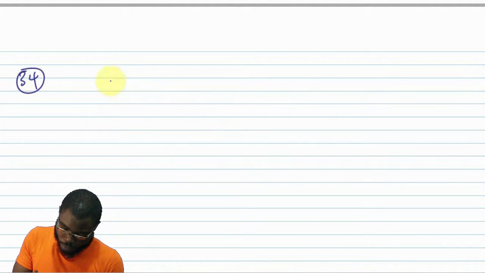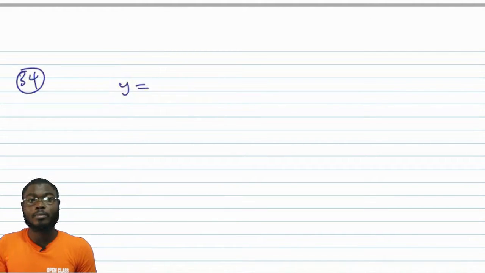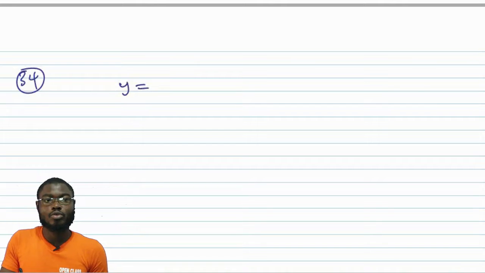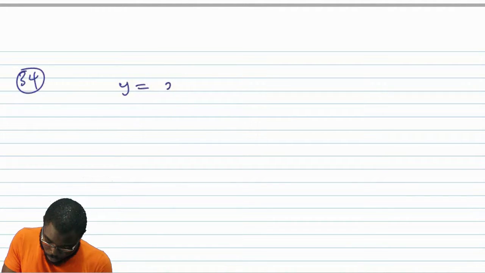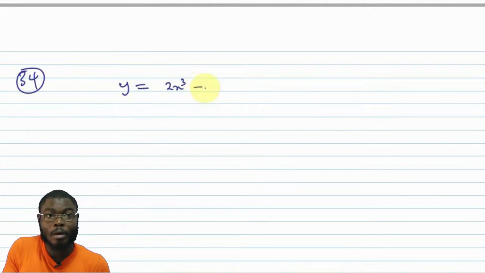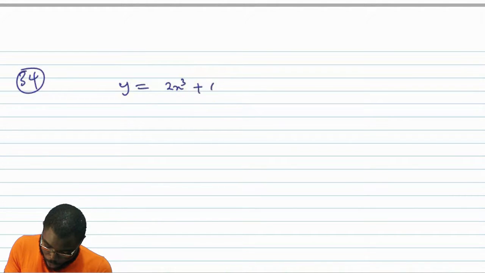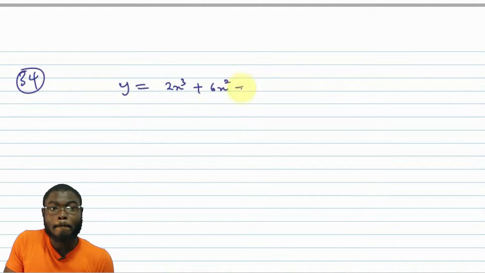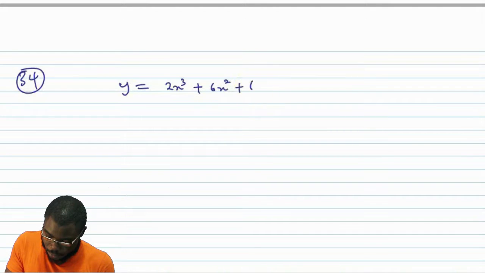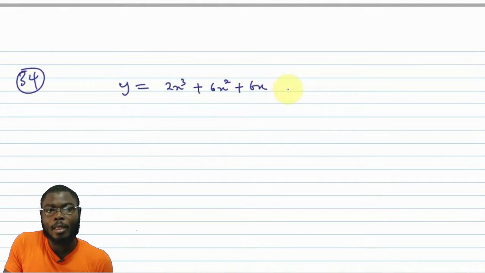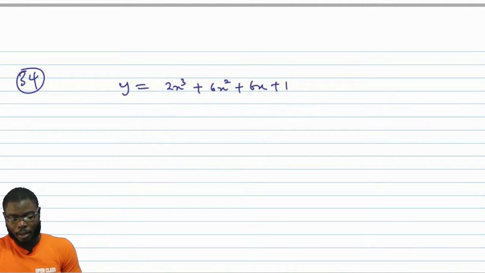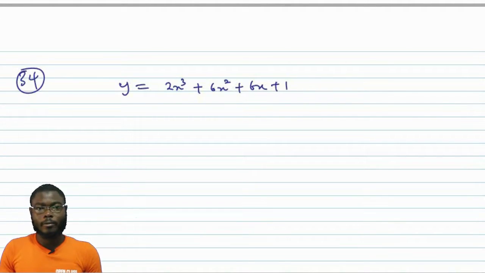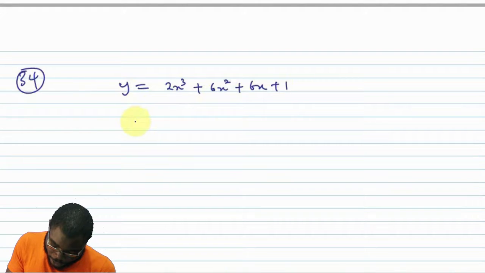So we have y equals 2x cubed plus 6x squared plus 6x plus 1. All right, so we are to find dy/dx.